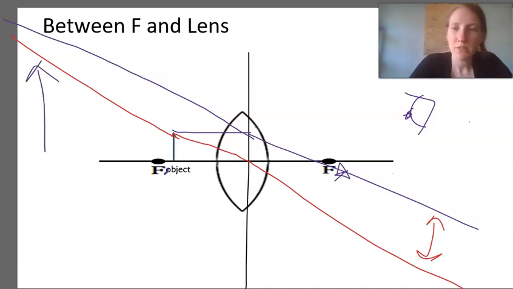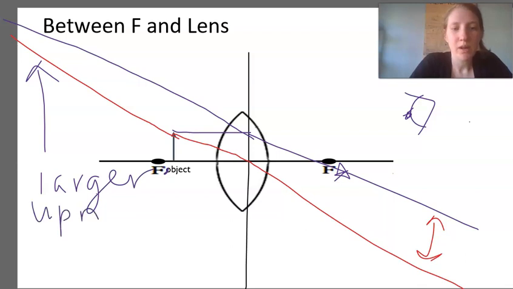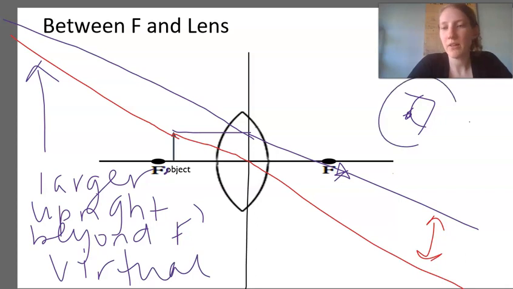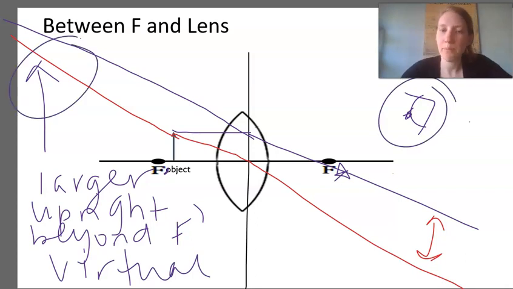Okay, so SALT for this one: size would be larger. Attitude would be upright. Location would be beyond F prime on the virtual side, and thus the type is virtual, because it's on the other side of the lens from the viewer, on this side.